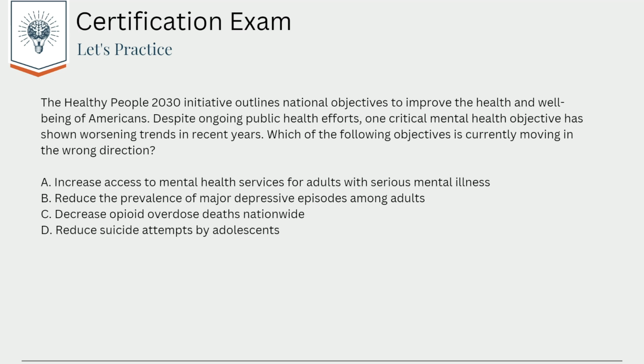Answer A, increase access to mental health services for adults with serious mental illness. Answer B, reduce the prevalence of major depressive episodes among adults. C, decrease opioid abuse and overdose nationwide. Or D, reduce suicide attempts by adolescents. So take a moment to think about the current public health trends. Which of these objectives has the unfortunate truth of being a worsening situation in recent years?